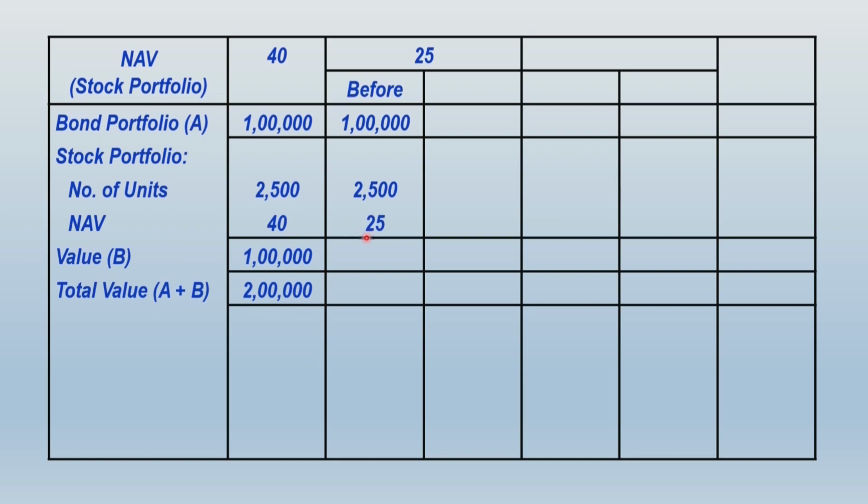So do you know, earlier the money that you had invested in your equity portfolio was 2500 units into 40. This comes down at this stage, because now it will be 2500 units into 25. It works out to how much? 62,500. That 62,500 in your stock portfolio and 1 lakh in your bond portfolio would make your investment 1,62,500. The question is, are we supposed to rebalance the portfolio at this stage?